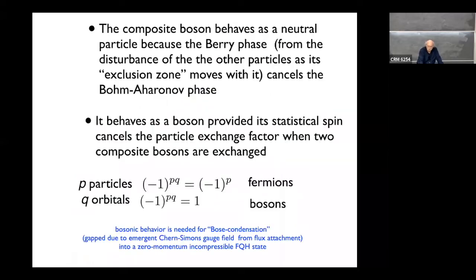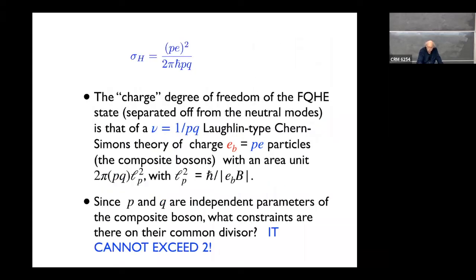Okay, let me quickly say a few things, taken from an earlier version of this talk. One point I made, actually a surprising point that you learn from the inversion symmetry, is that the common divisor of P and Q cannot be greater than 2. Where does that come from?